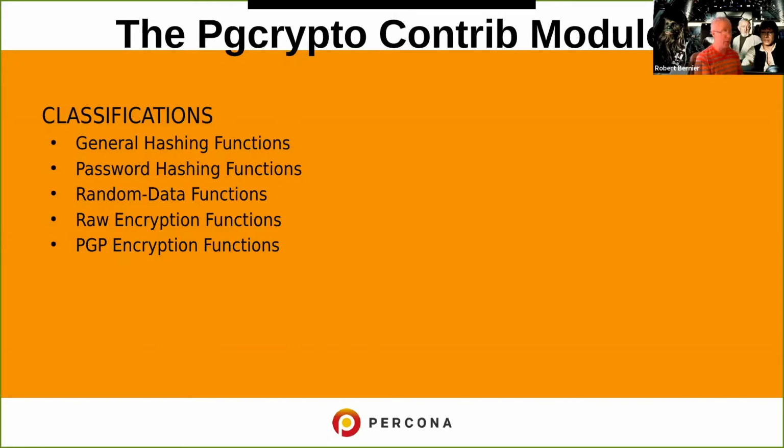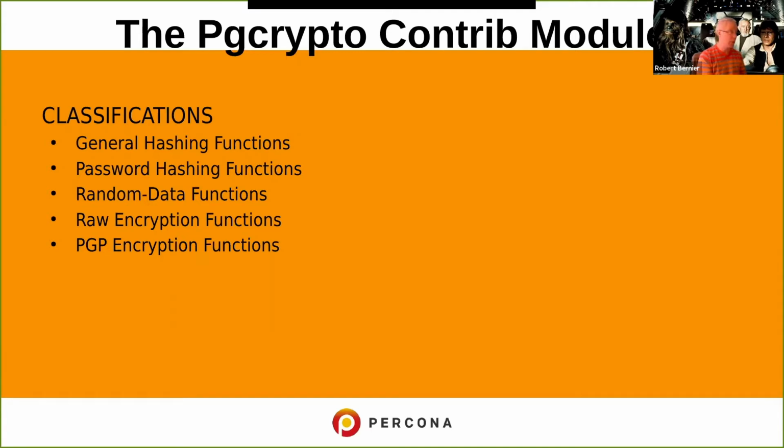Random data functions are convenience functions. Linux has an implementation, I think it's called the random pool. And OpenSSL has a quite extensive library to create random characters. Raw encryption is your old-fashioned symmetric encryption. This is where you have a password, and the same password that encrypts something is the same password that's used to decrypt.